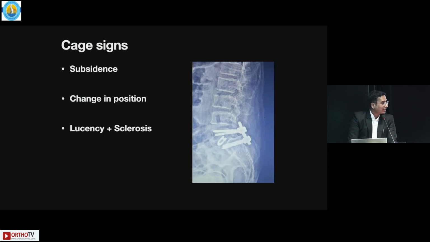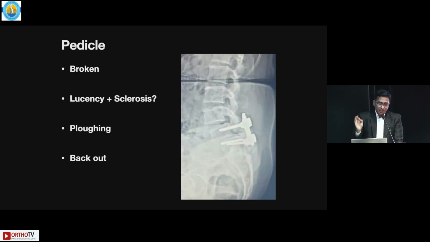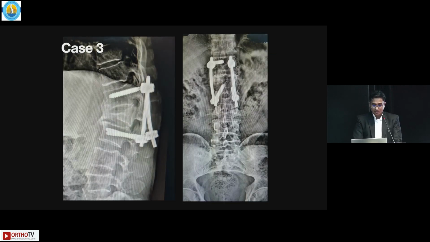Look for the other signs of the implants. The subsidence of the cage, the change in position of the cage in follow-up X-rays, lucency around the cage and later on sclerosis is definitely a telltale sign. Lucency along with sclerosis around the cage is definitely a telltale sign of a non-union. Pedicle screws, when broken, or when there is lucency around the screws along with sclerosis, are definitely signs of non-union or loosening of the implant. If there is a plowing or backing out of the screw, it should be suggestive of non-union.